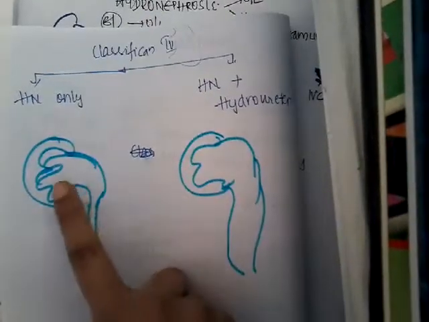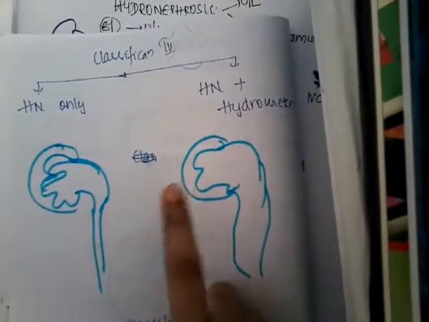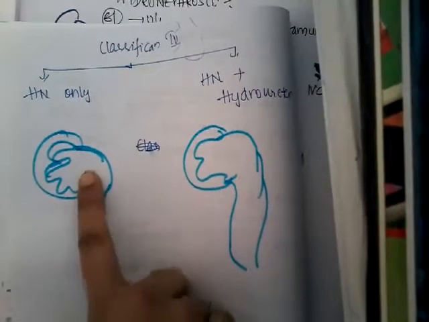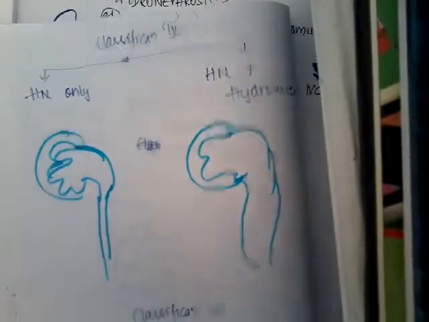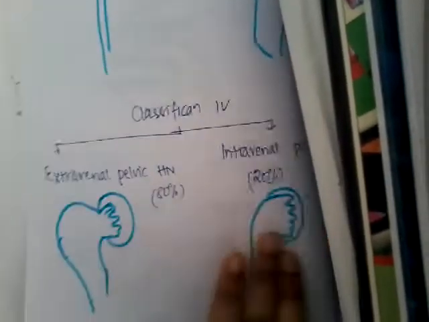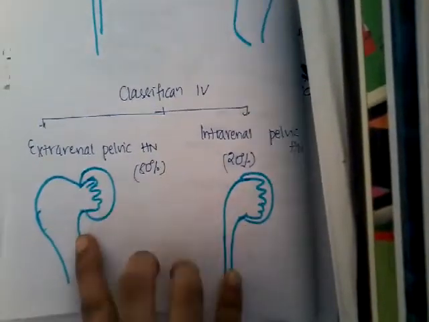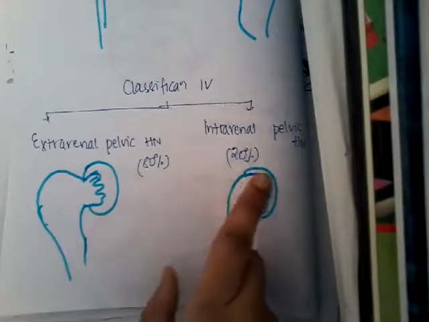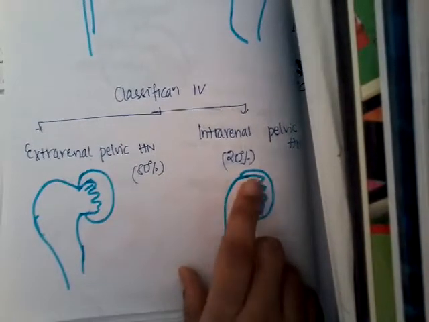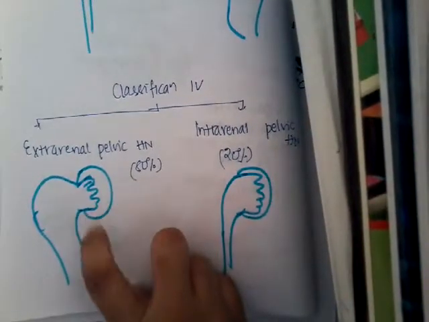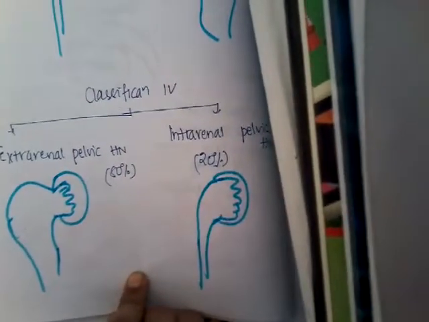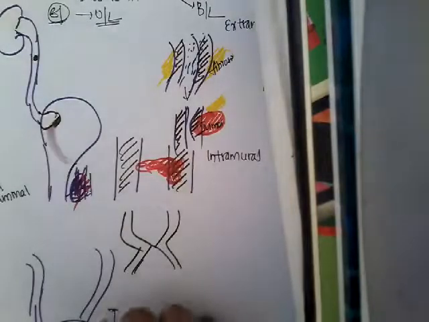And now the other classification: presence of only hydronephrosis where the ureter is normal, or presence of hydronephrosis and also hydroureter. Then classification 4: presence of extrarenal hydronephrosis, where the intrarenal papillae and everything is normal, and the other type is presence of intrarenal pelvic hydronephrosis. Extrarenal pelvic hydronephrosis is present in 80%, whereas intrarenal pelvic hydronephrosis is present in just 20%. So these are the different classifications of hydronephrosis.